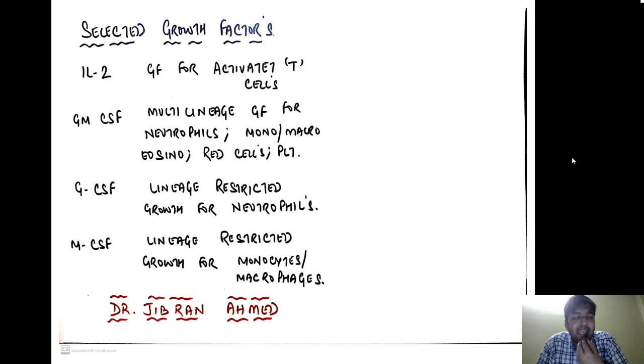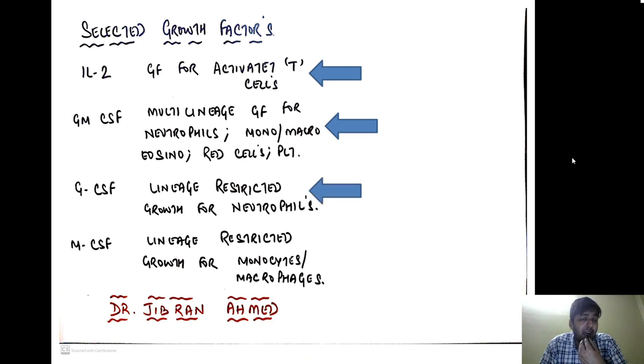So what are the hematopoietic growth factors? Let us see. We have certain selected hematopoietic growth factors like interleukin 2, which acts as a growth factor for activated T cells. Granulocyte monocyte colony stimulating factor is a multilineage growth factor for neutrophils, monocytes, eosinophils, red cells and platelets. We have granulocyte colony stimulating factor, which is a lineage restricted growth factor for neutrophils only, and monocyte colony stimulating factor, which is a lineage restricted growth factor for monocytes or macrophages.